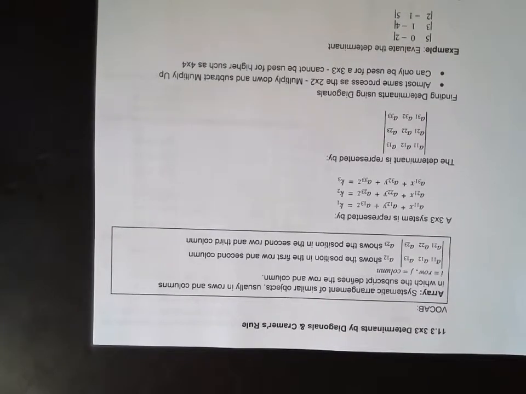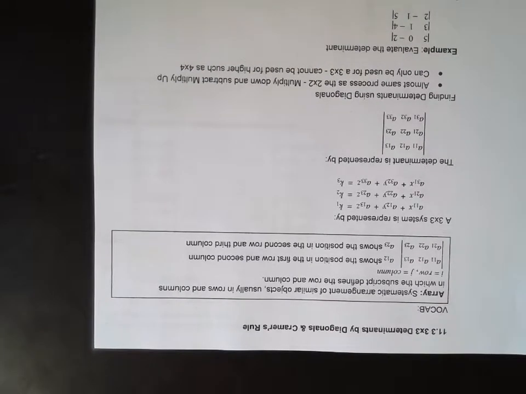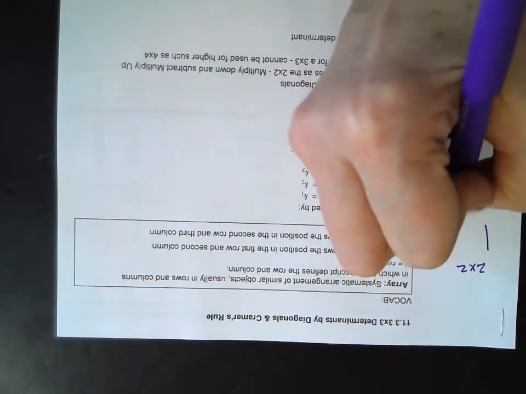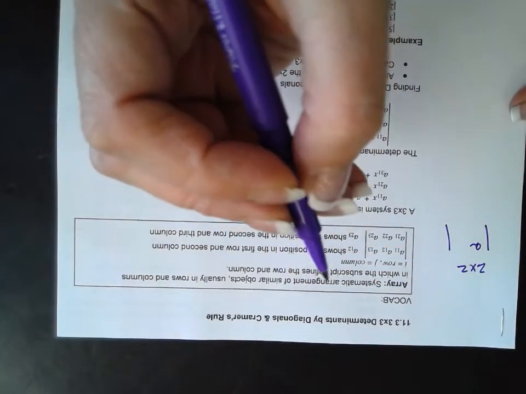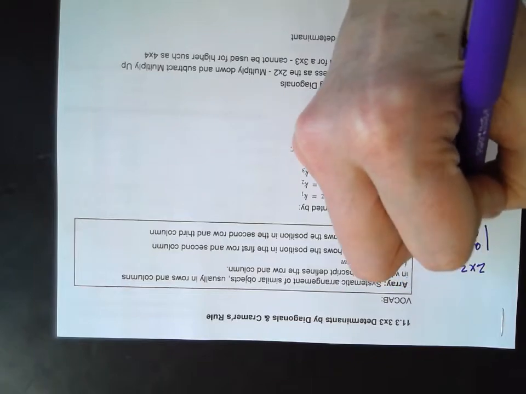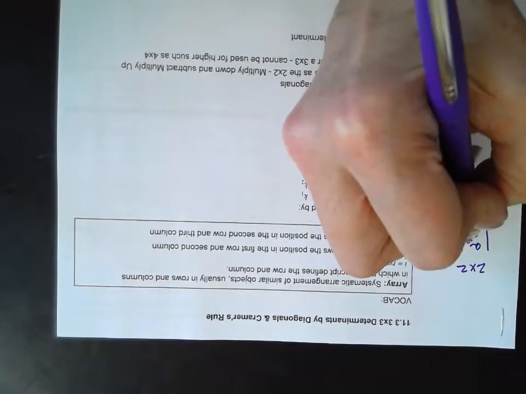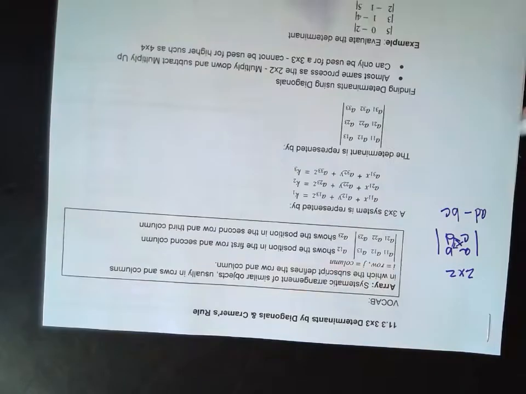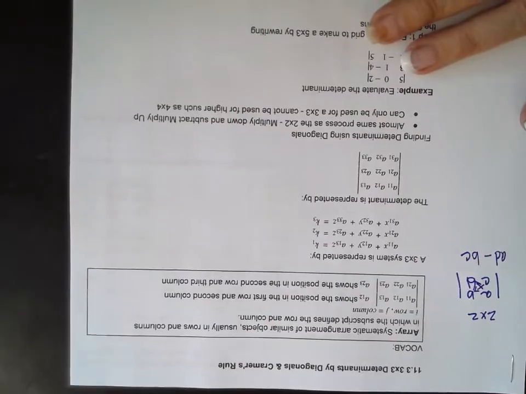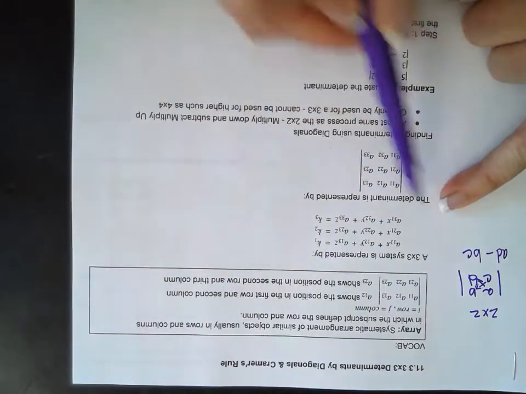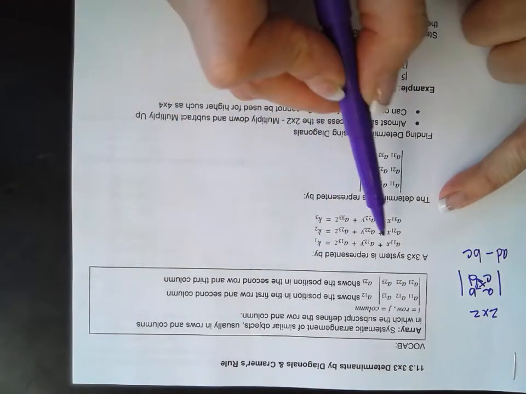Determinants by diagonals, okay? Remember when we were talking about the determinant for a 2 by 2, we did the ABCD and we multiplied AD and then subtracted it from BC, right? Little memory bank thing. Okay, so this also is just kind of a refresher.